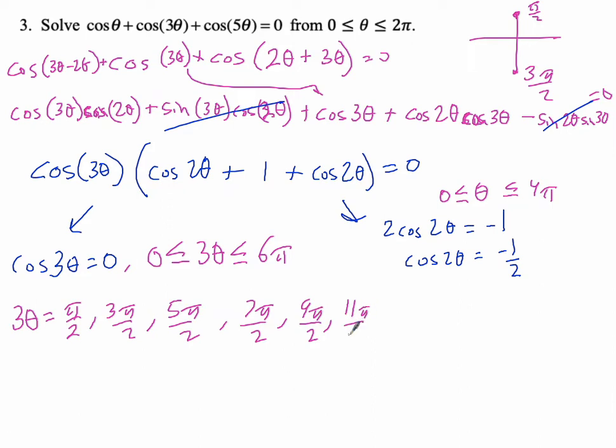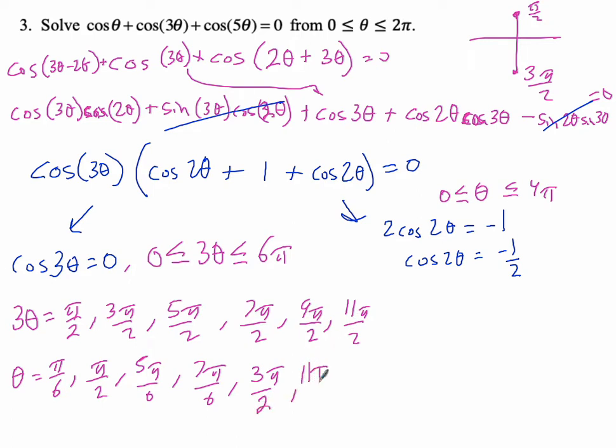11 pi over 2 is 5.5 pi, and that's the last one. So theta equals pi over 6, pi over 2, we're dividing everything by 3, right? 5 pi over 6, 7 pi over 6, dividing by 3, we get 3 pi over 2, I mean. And this is 11 pi over 6.